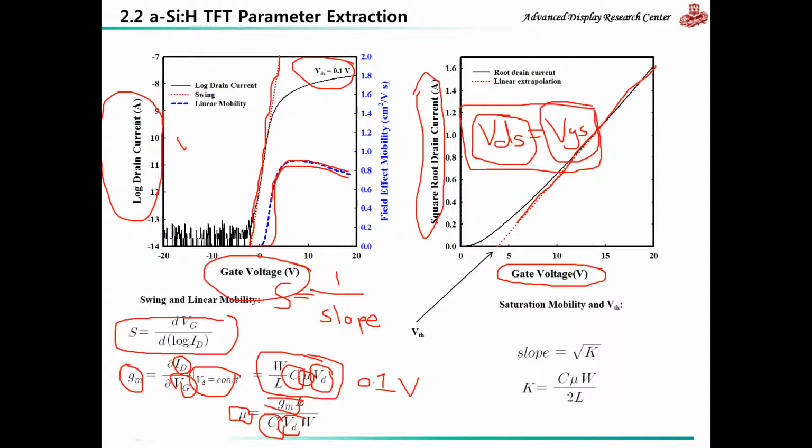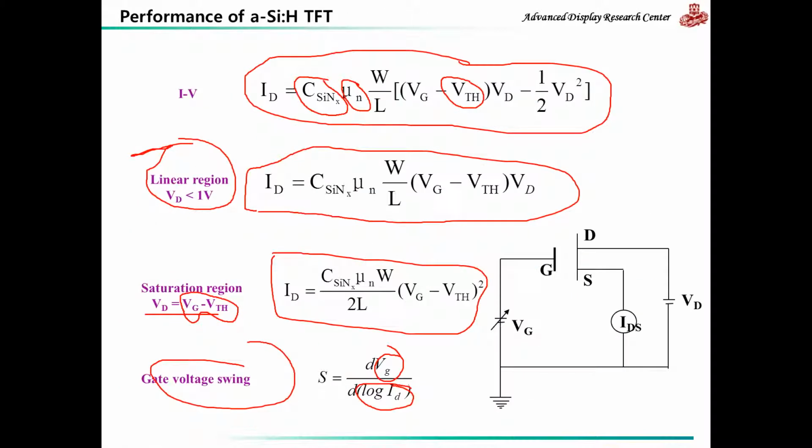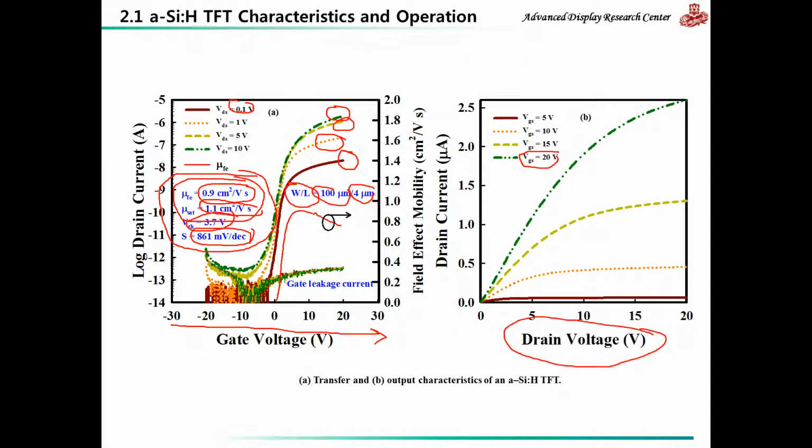Now the mobility is derived from the slope of this curve, and from this curve we can also get the threshold voltage, which is simply the linear extrapolation of the curve. So this value here is our threshold voltage. In this case it was 3.7, as you can see here.